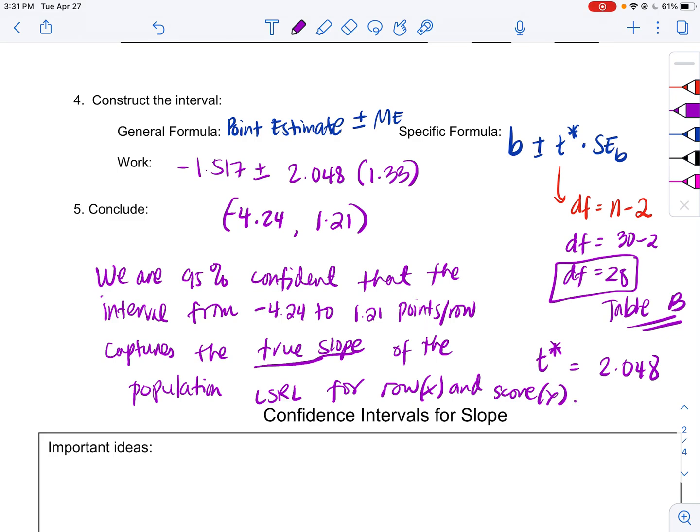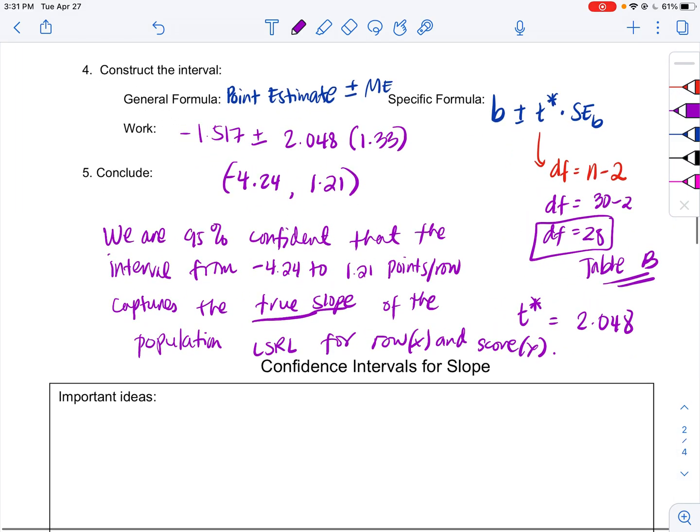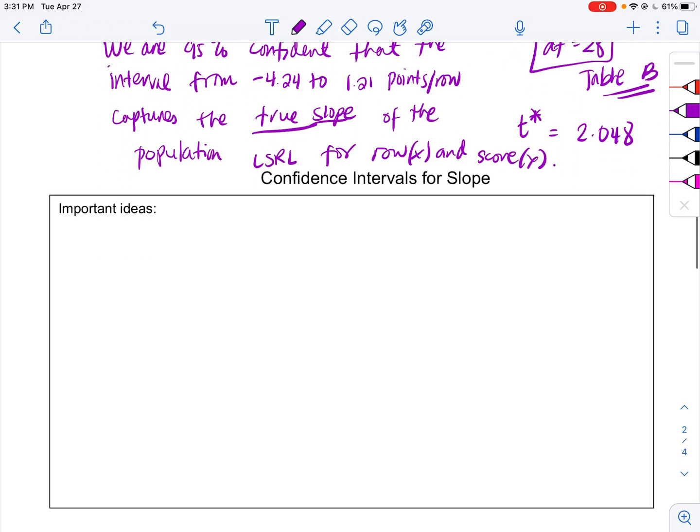There you go. Do you remember what it means when 0 is contained and when 0 is not contained in our interval? In this case, since 0 is contained, 0 is in the middle of negative 4.24 and 1.21. Since 0 is contained in the interval, it's plausible that there is no relationship between the row and the scores that students get. Okay, moving on.